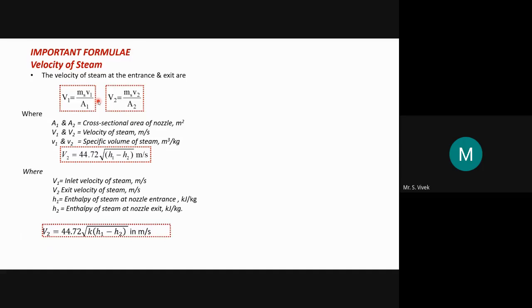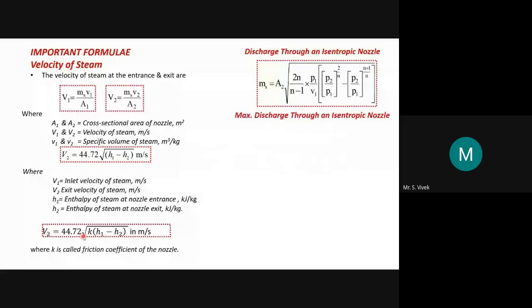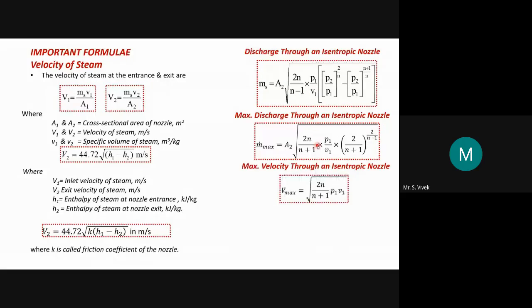Then this one is for the actual case, where K comes into play, where K is called the friction coefficient of the nozzle. And very rarely we will make use of these formulas: discharge through the isentropic nozzle, maximum discharge through the isentropic nozzle, and maximum velocity through the isentropic nozzle. Very rarely we will make use of these three formulas while solving the problems.